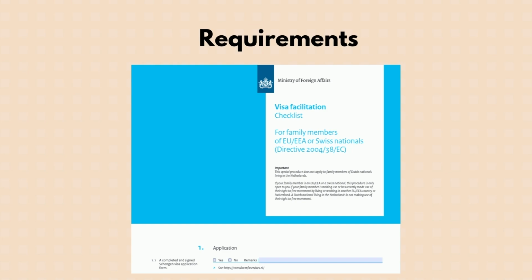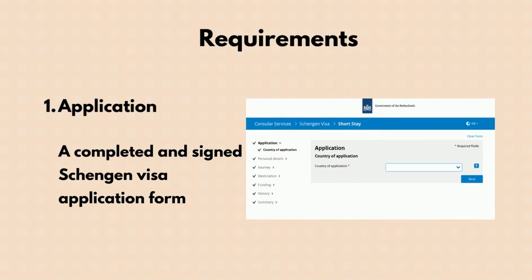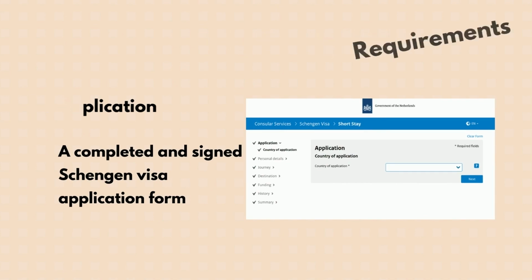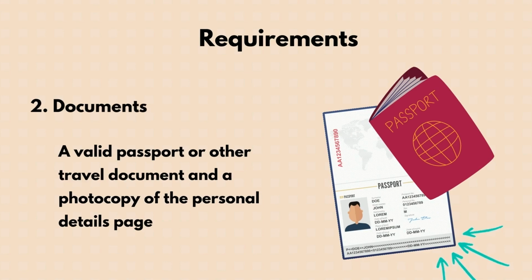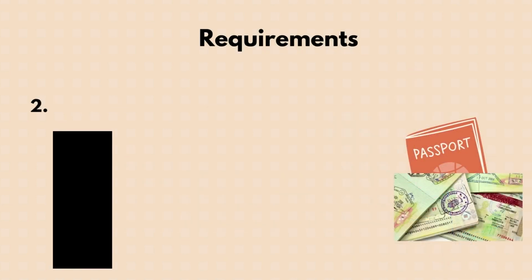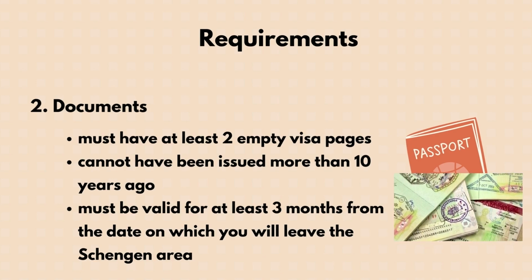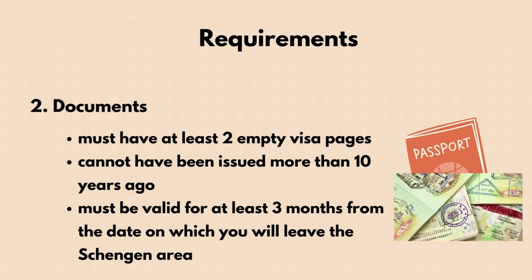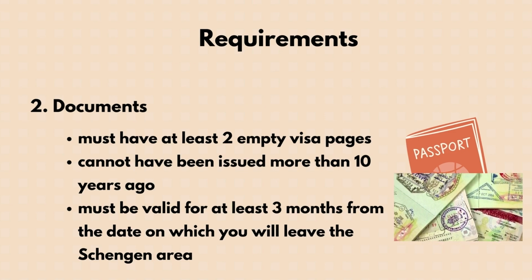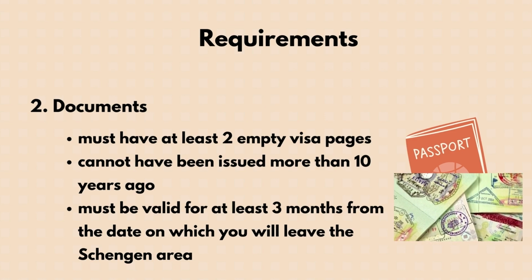Here are the requirements. The link to these requirements is listed in the description box. 1. You would need your application form. You need a completed and signed Schengen visa application form. 2. Documents. You need your valid passport and other travel documents, and also a photocopy of the personal details page or the bio data page of your passport. Your passport must have at least 2 empty visa pages. It cannot have been issued more than 10 years ago and must be valid for at least 3 months from the date in which you will leave the Schengen area.